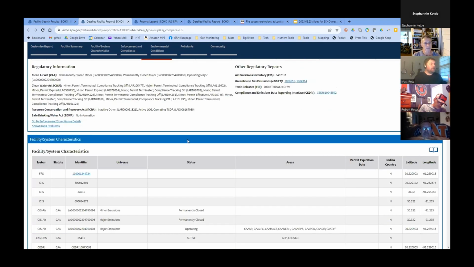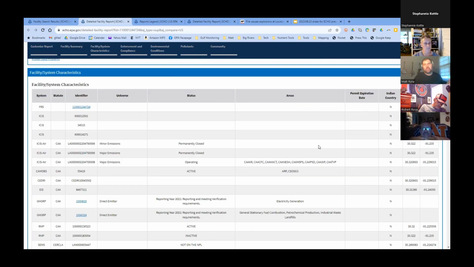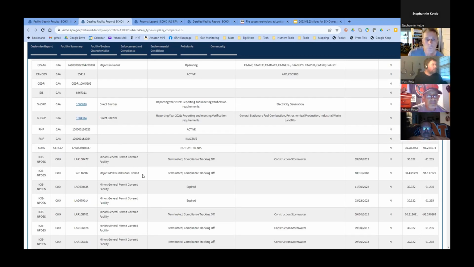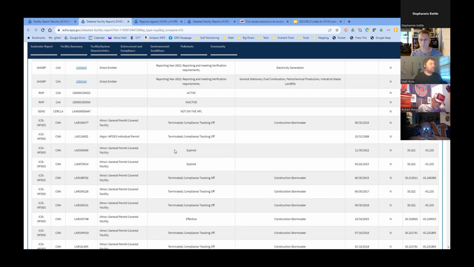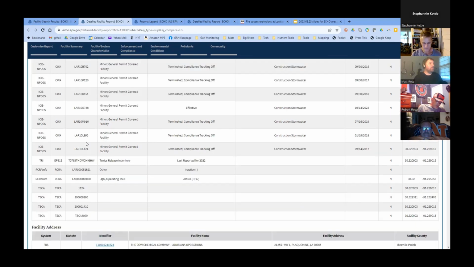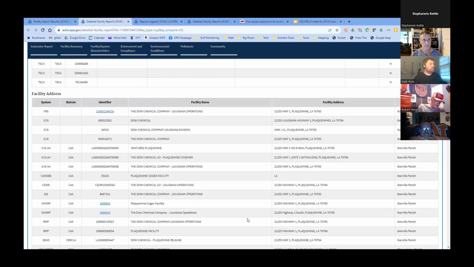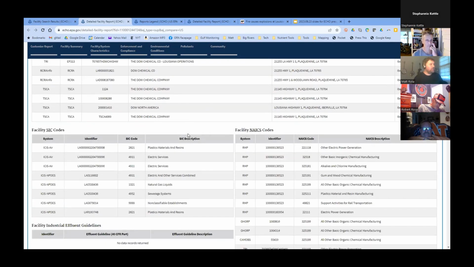If we dig down, there is a ton of information on here, and I'm not going to dig too deep into it, but you have lots of identifiers, lots of permit numbers for the Clean Air Act and all that. I'm not going to go through all of these, but this is where a lot of the permit information is. Again, more of the facility information.